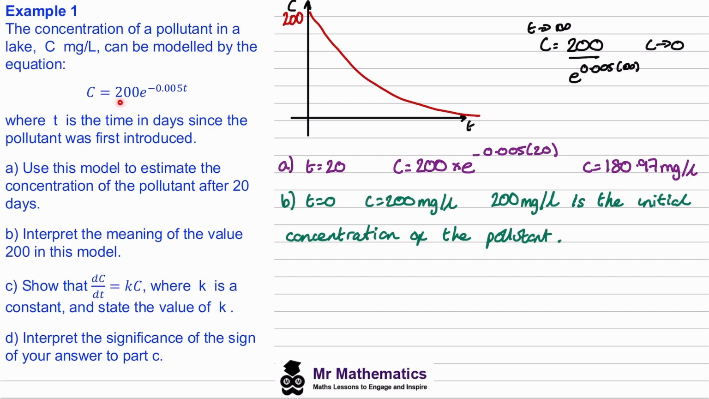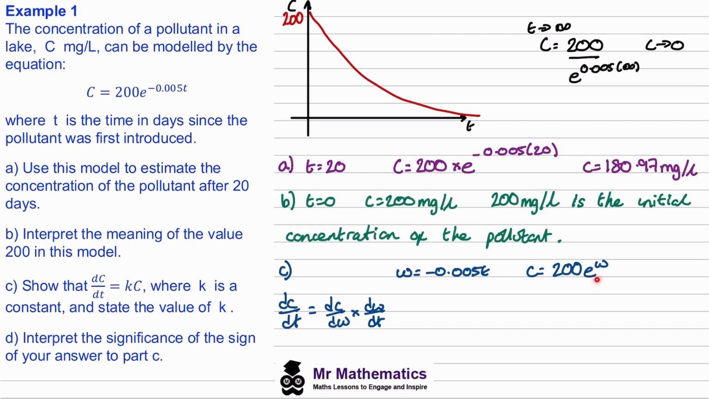So we need to differentiate this with respect to t. To differentiate this, we're going to need to use the chain rule. So if I introduce this third variable w and say it's equal to negative 0.005t, then our model becomes C is 200 times e to the w. So now we can work out dC by dt. Using the chain rule, this will be dC by dw multiplied by dw by dt.